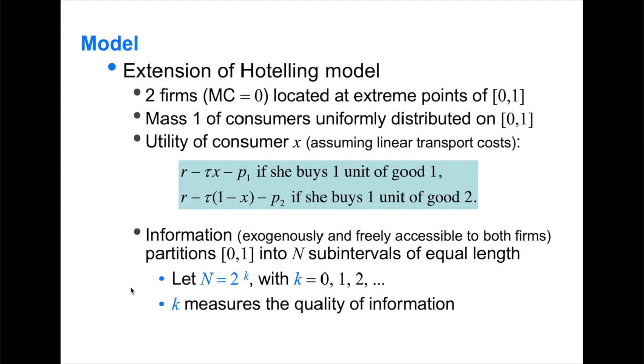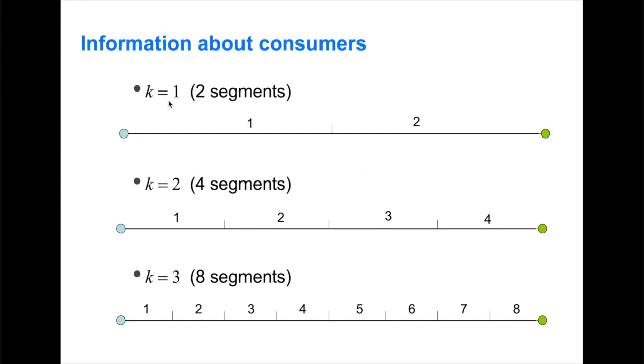Now this is what we want to change. We will assume that firms have better information about where consumers are located, and this information can be more or less precise according to the number of sub-intervals of the line 0, 1 in which the firms can actually identify the consumers. So the measure of the quality of information is K, and K is just the measure of how many subintervals there are in the partition of the consumers. So let me make this much more clearly with a picture. So K equal to 1 would mean that there are two segments. What does that mean?